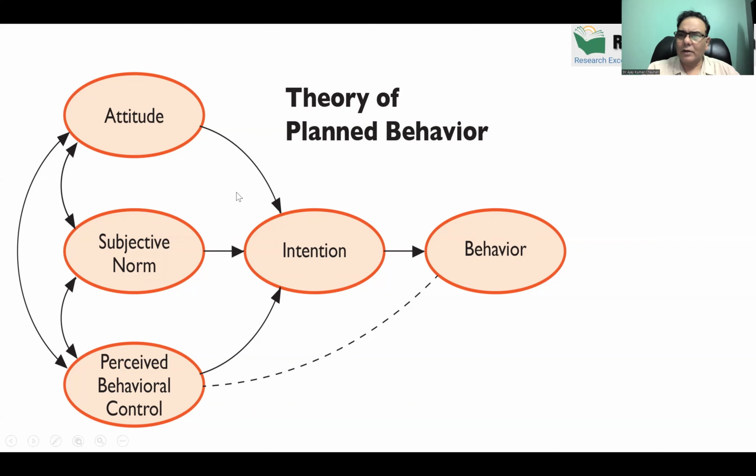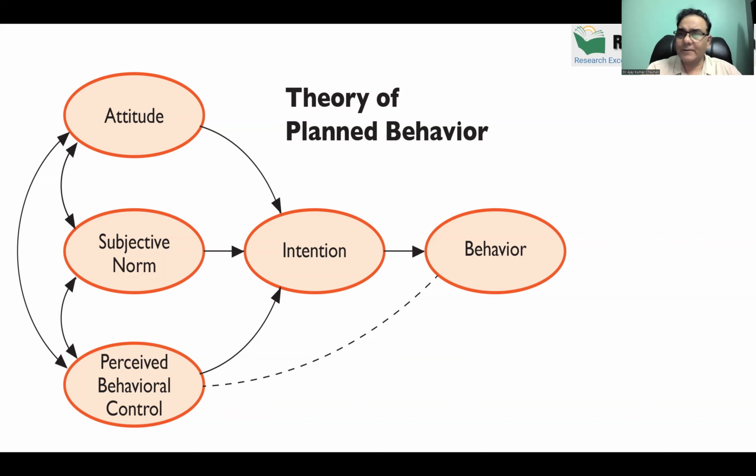Now, I have seen many scholars who are applying the theory of planned behavior, but they don't know what is subjective norm, what is perceived behavioral control. They don't even know what these are, and they are applying the theory. So I always recommend that you must understand each and every construct. What is the meaning of each and every construct?